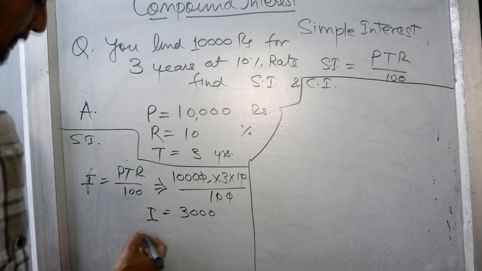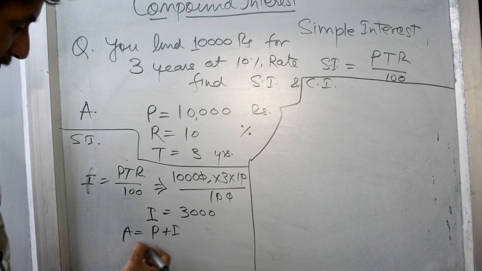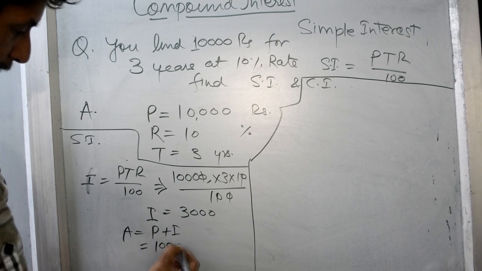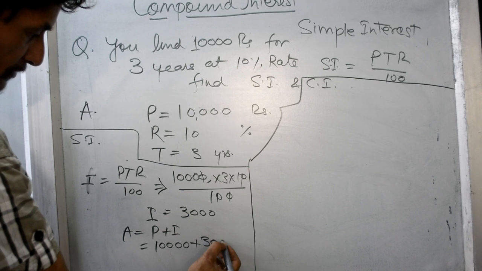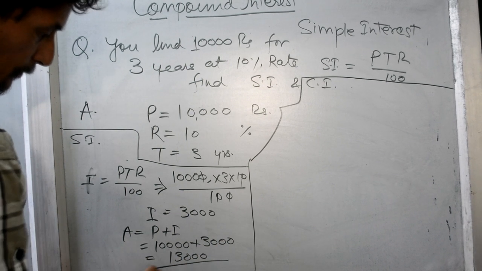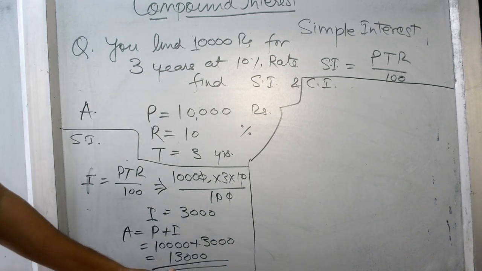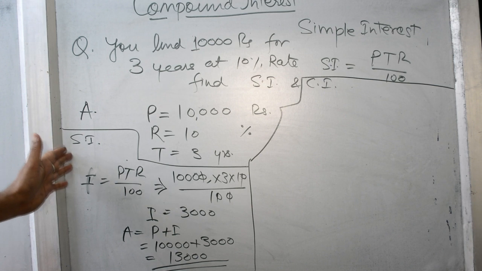This is called interest, and the amount payable will be principal plus interest, that is equal to 10,000 rupees plus 3000 rupees, that is equal to 13,000 rupees you have to pay at the end of the year. This is the case of the simple interest.